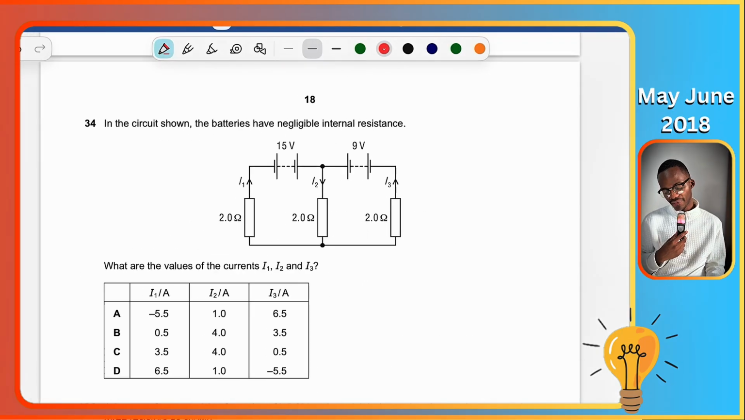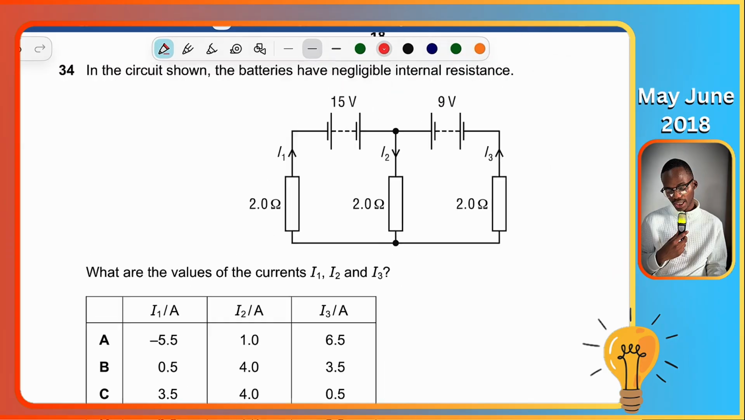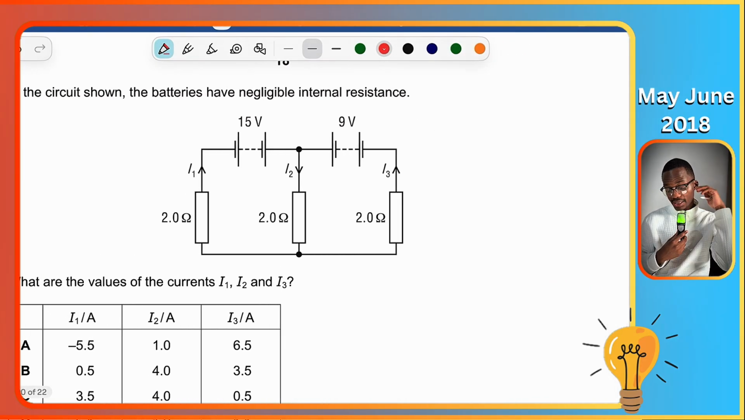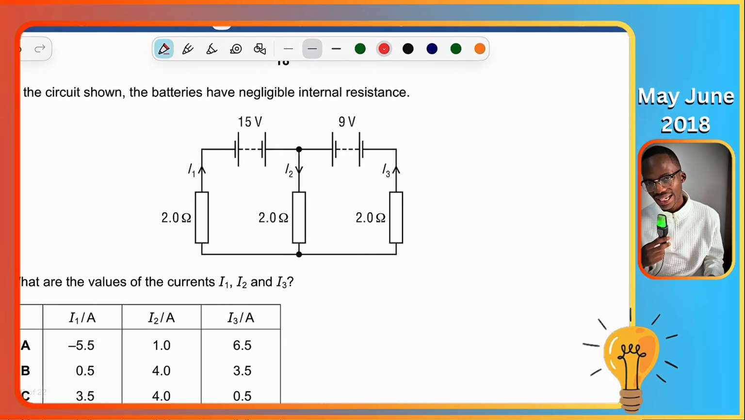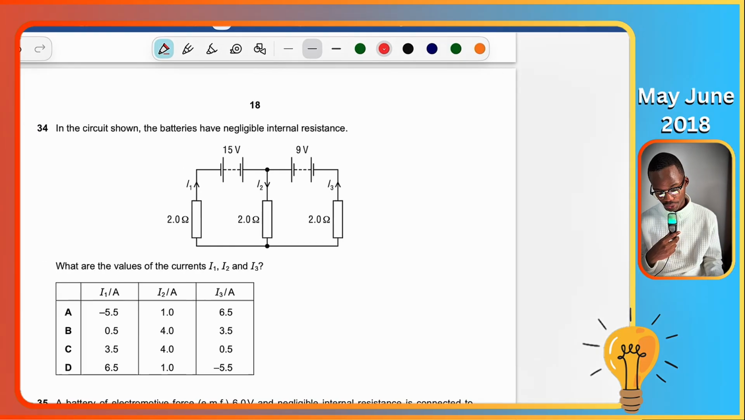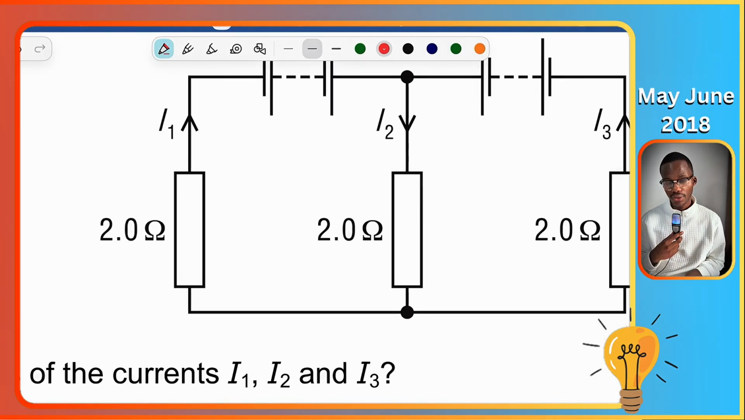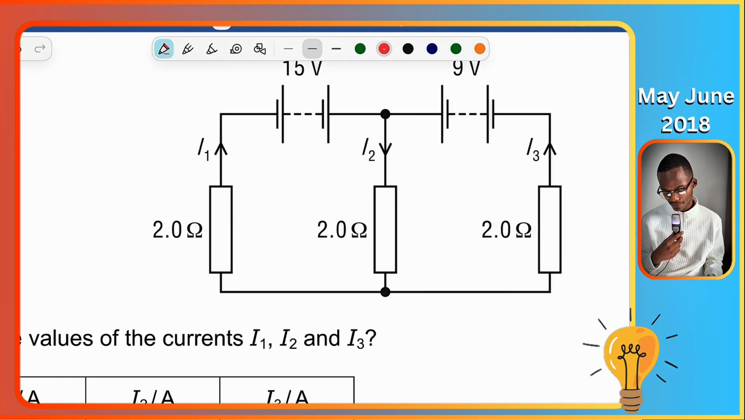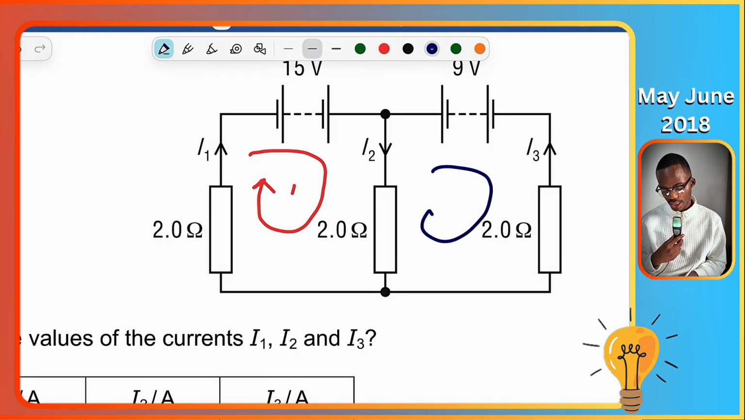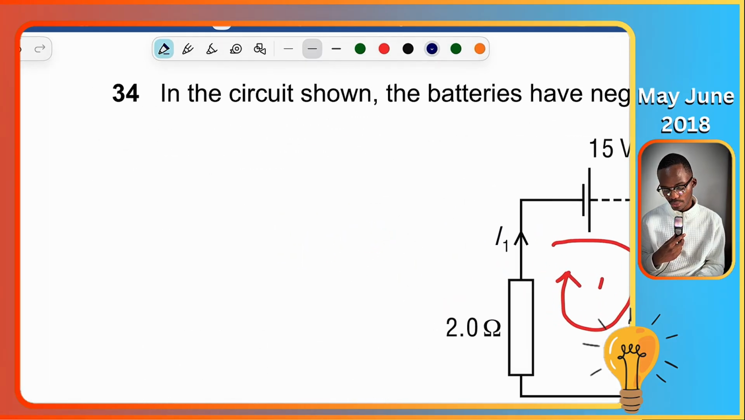34. What are the values of the current I1, I2, and I3? Okay, this is fun. So we're going to apply Kirchhoff's second law to solve this question. How does Kirchhoff's second law work? You create a loop. Okay, so you consider this as one thing. That's loop 1. And you consider this as another thing. That's loop 2. Okay, so let's start with loop 1.